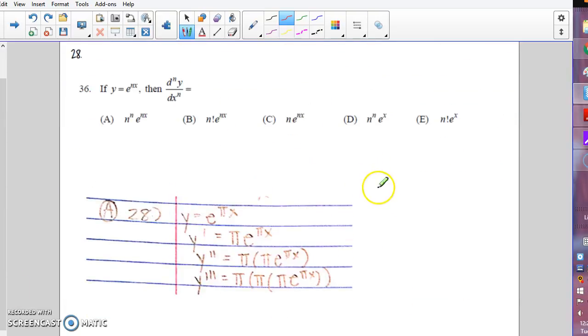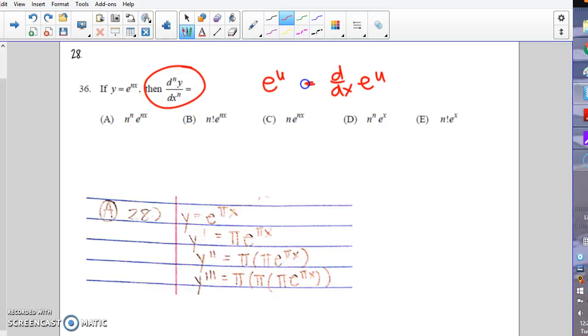This is expecting you to kind of apply, and what I did is it's saying, I'm not going to tell you how many times I'm going to take the derivative, but there's a definite pattern when it comes to e to the something, and that's because e to the something, the derivative of it, is e to the something times the derivative of that something. So I just kind of plugged and chugged until I saw my pattern and picked the one that it matched.